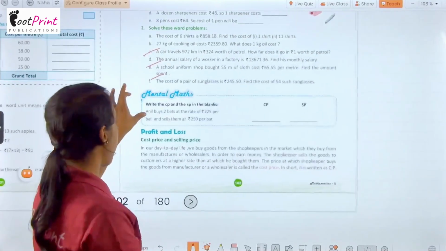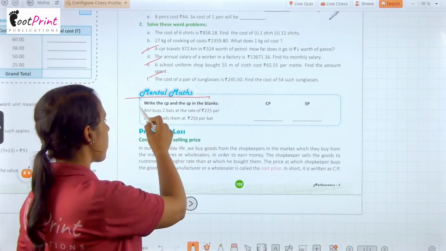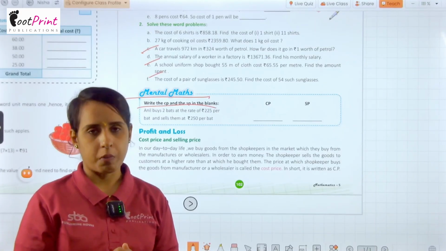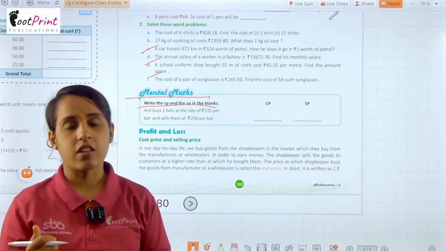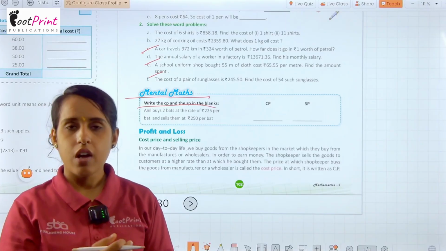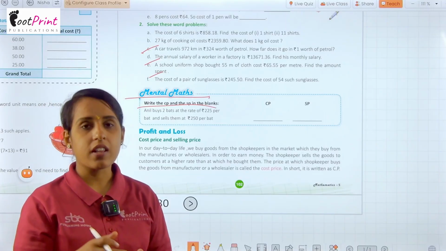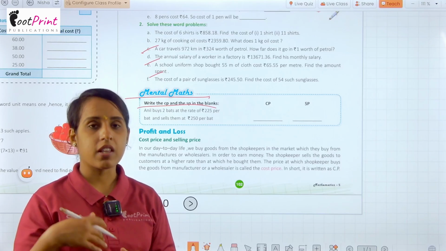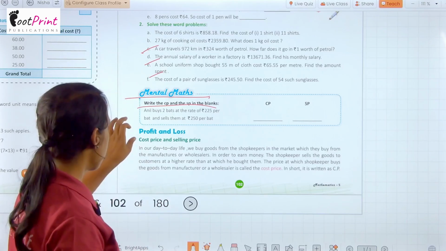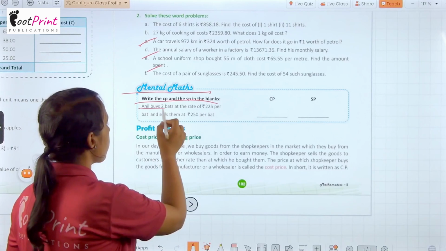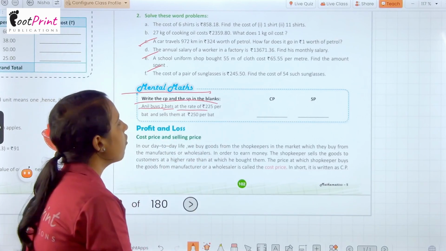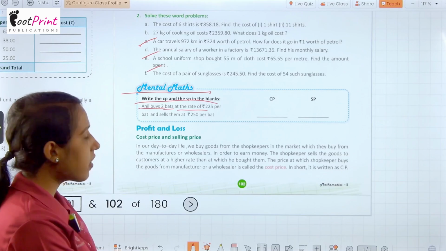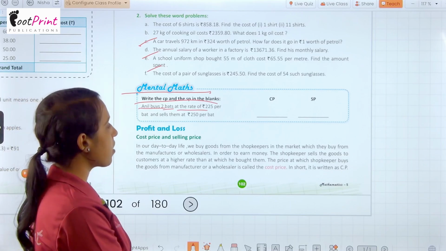Okay. Now we have a mental math question, that is write the CP and the SP in the blanks. CP is our cost price, मतलब ऐसा प्राइस जिस पे हमने किसी सामान को खरीदा है, and SP is our selling price, ऐसा प्राइस जिस पे हमने किसी चीज को बेचा है. So here Anil buys 2 bats at the cost of 225 per bat and sells them at 250 rupees per bat.